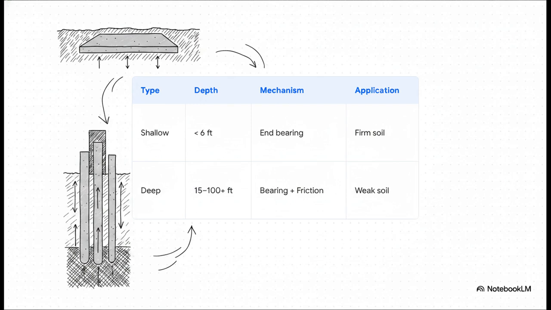If the surface soil is firm and stable, we use shallow spread footings that rely purely on direct contact pressure. That's end bearing. But if the loads are immense, like in a skyscraper, or the surface soil is just weak, we gotta plunge deep. We drive piles 15 to 100 feet or more into the ground. These deep foundations support the building not just by resting on hard bedrock, but through skin friction, the massive frictional resistance between the sides of the pile and the surrounding dirt.